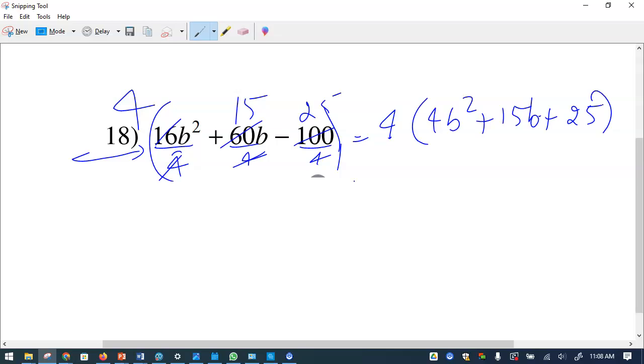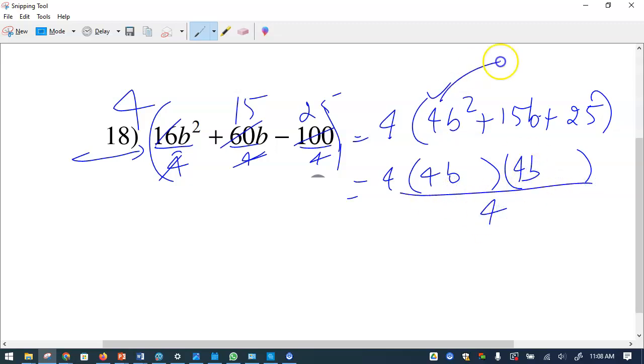So this becomes plus 15b and plus 25. And now you write 4, and parentheses. Because there is a 4, you write 4b, and divide by 4. And then 4 times 25 is 100. Okay, so I think I missed that minus sign. So this is minus. When you multiply 4 times negative 25, you get minus 100.